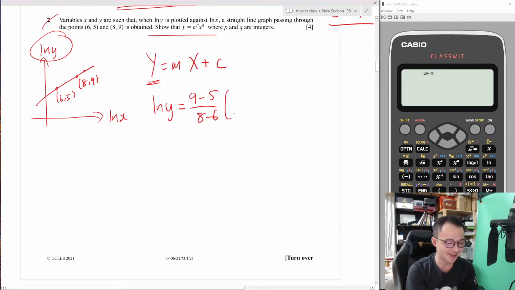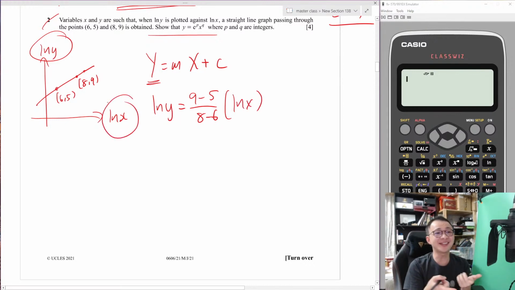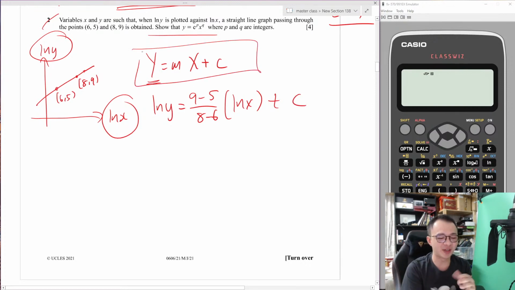Then what is your x here? It's ln x, isn't it? Use your eyes to see. No need to think. c is the one you need to find later if you are using this formula. If you use another formula, you can find c straight away, but it's fine. So ln y equals, this is 4 over -2, which is -2, ln x plus c.